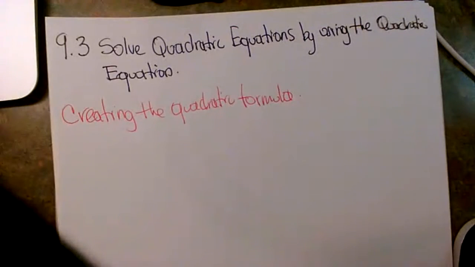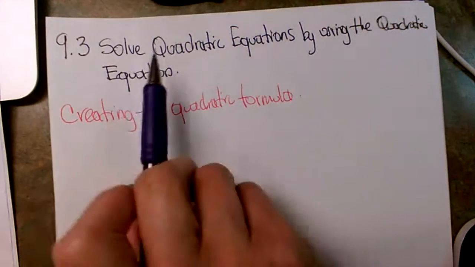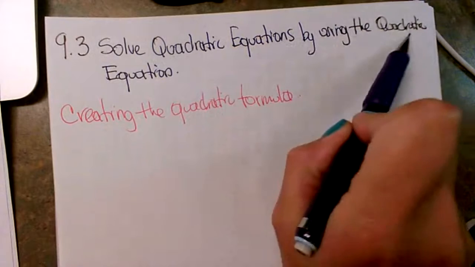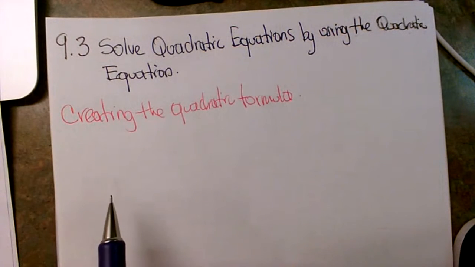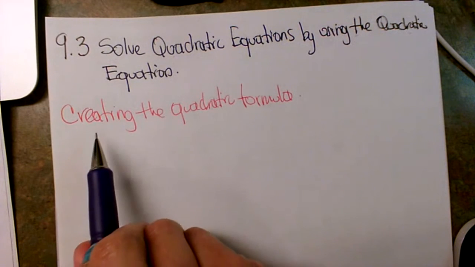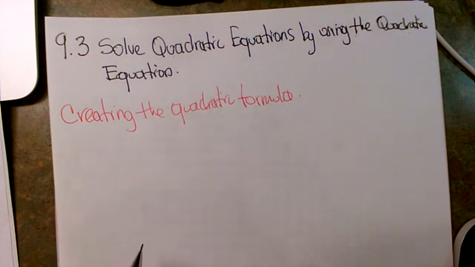Oops, you guys cannot see what I'm doing, so hold on. Now you can. Okay. Solve quadratic equations by using the quadratic formula. And we're going to be creating the quadratic formula. We already did completing the square. We learned how to complete the square. So knowing that, we're going to use those steps to create the quadratic formula ourselves.